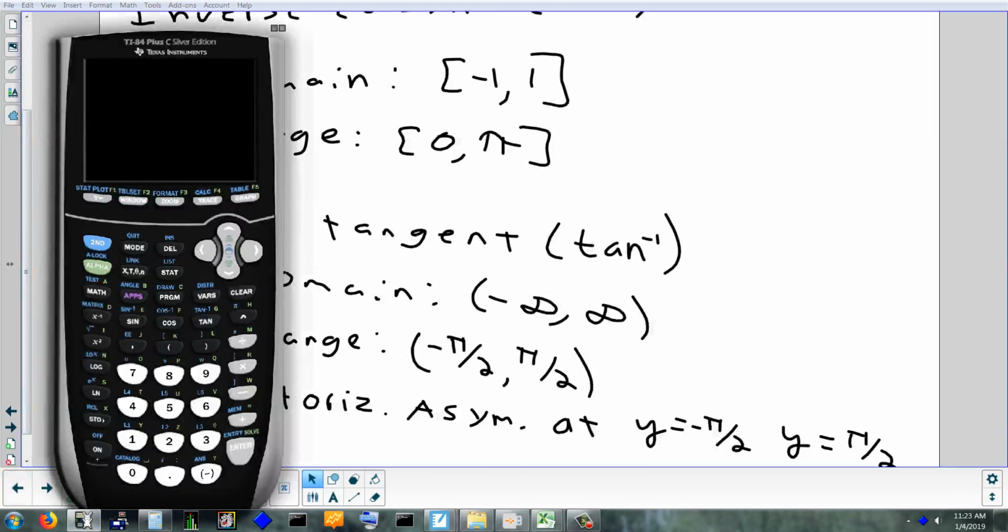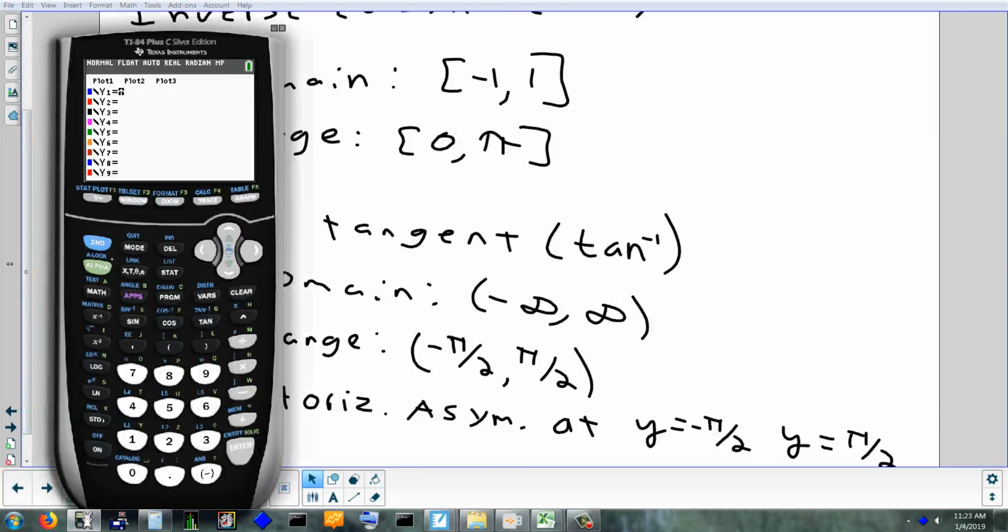Okay, so let me graph that so you can see what it looks like. All right, so domain, that's my x min and max. Well, it's going to go forever. So negative 10 to 10 is probably good enough. Now my range represents an angle from negative pi over 2 to pi over 2. It's like negative 1.5 to 1.5 roughly. So let's just go negative 2 to 2. And there's your graph of inverse tangent.